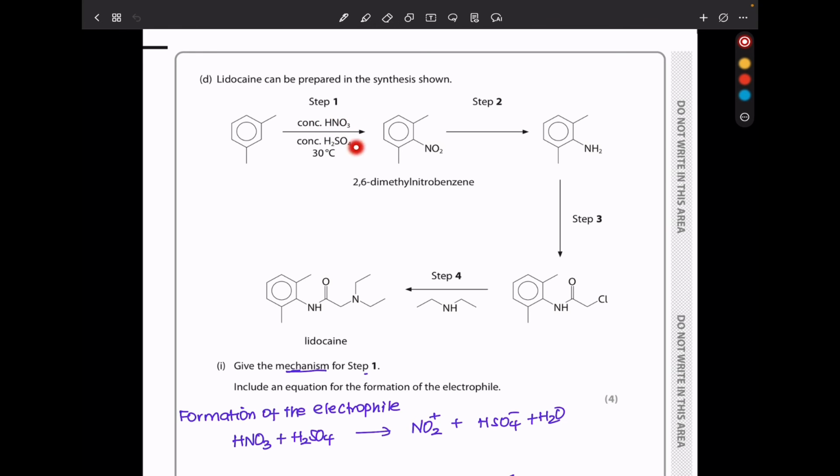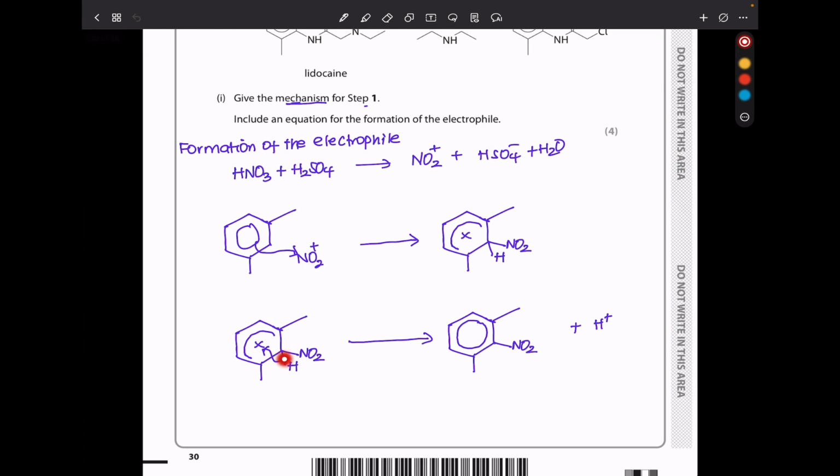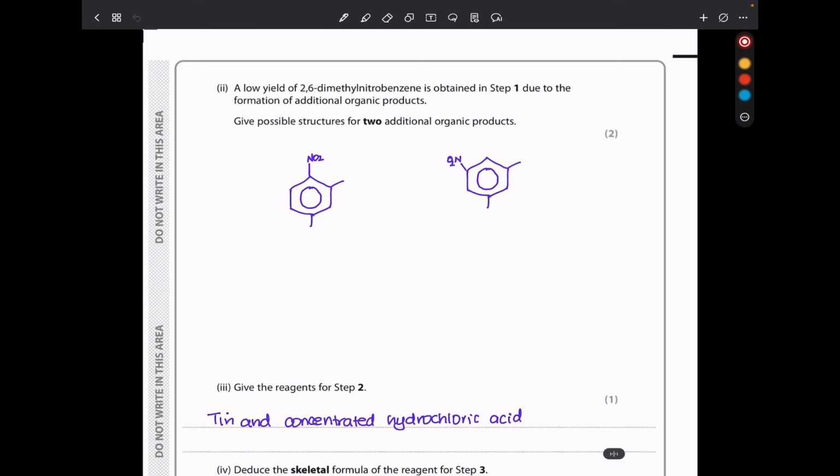Concentrated sulfuric acid and concentrated nitric acid are going to form a strong electrophile, which is NO2+. So the formation of the electrophile is occurring here, and this electrophile will receive electrons from the ring, creating that, and then the carbon-hydrogen bond is going to break, creating what we see here, and the hydrogen is lost. Actually, in the end, this is going to combine with that to regenerate sulfuric acid, which was acting as a catalyst.